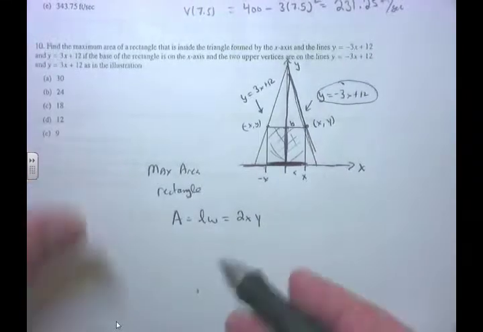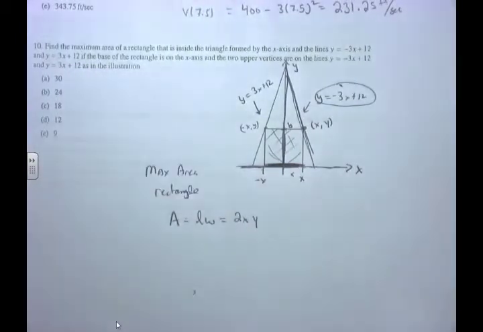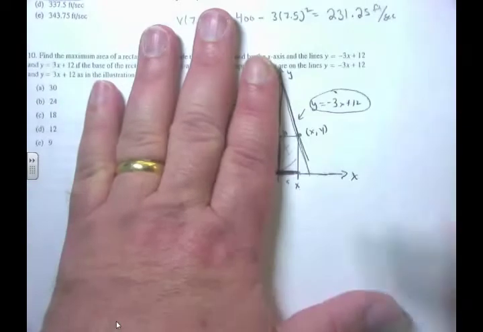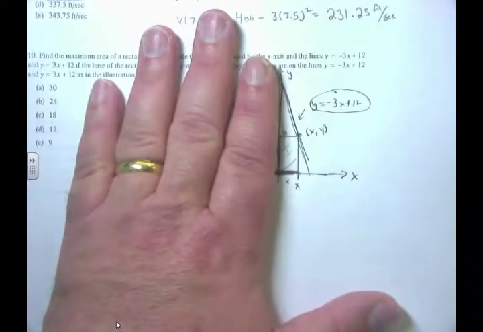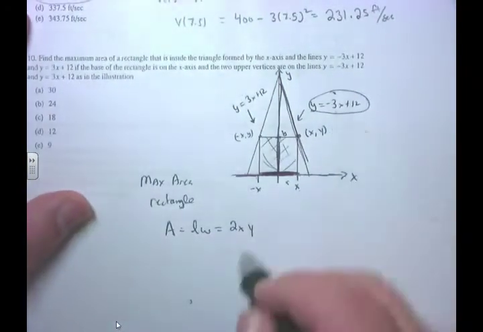You could use the other guy, but be careful when you get some kind of negative answer. It's okay. Just change it to positive. You get the right answer here. But I'm going to use this guy because I like stuff in the first quadrant. Because in the first quadrant, everybody's positive. Does that make sense? So my constraint is y equals negative 3x plus 12.